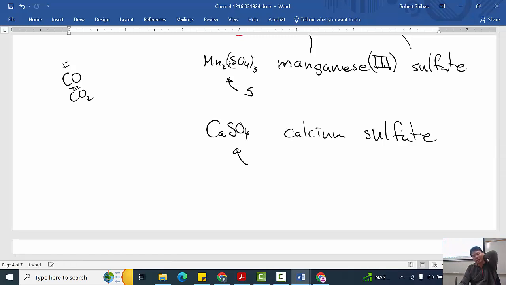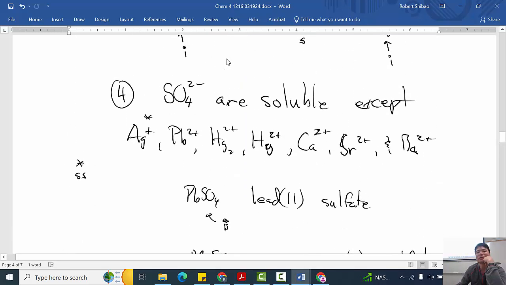Soluble, insoluble, slightly soluble? Insoluble. It's one of the exceptions. Most sulfates are soluble, except for these 7.